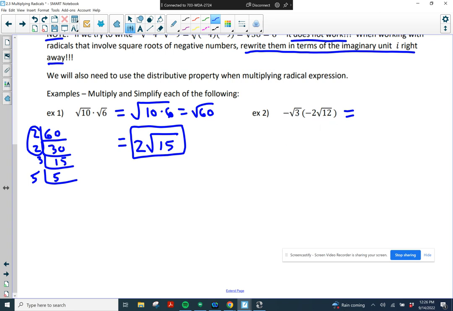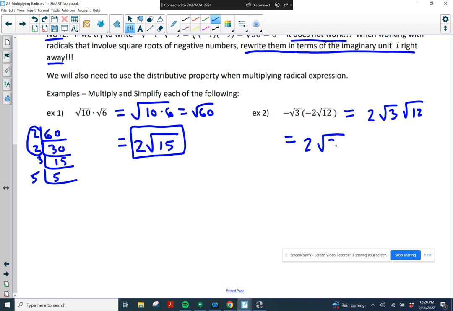And we can switch the order that we multiply. Negative times negative is going to be a positive. It's the first thing I'm going to do. Then I'm going to switch them around and do this kind of multiplying. Okay? So what's the square root of 3 times the square root of 12?